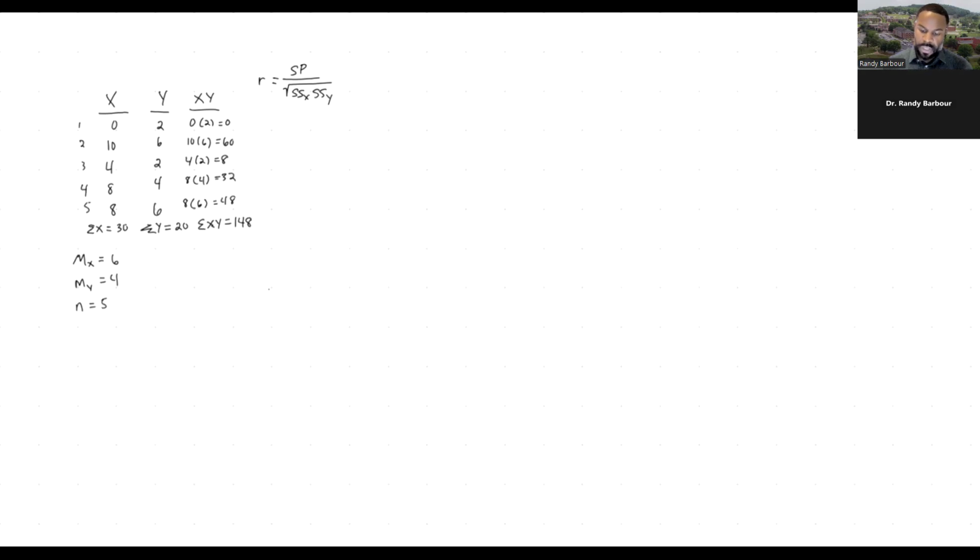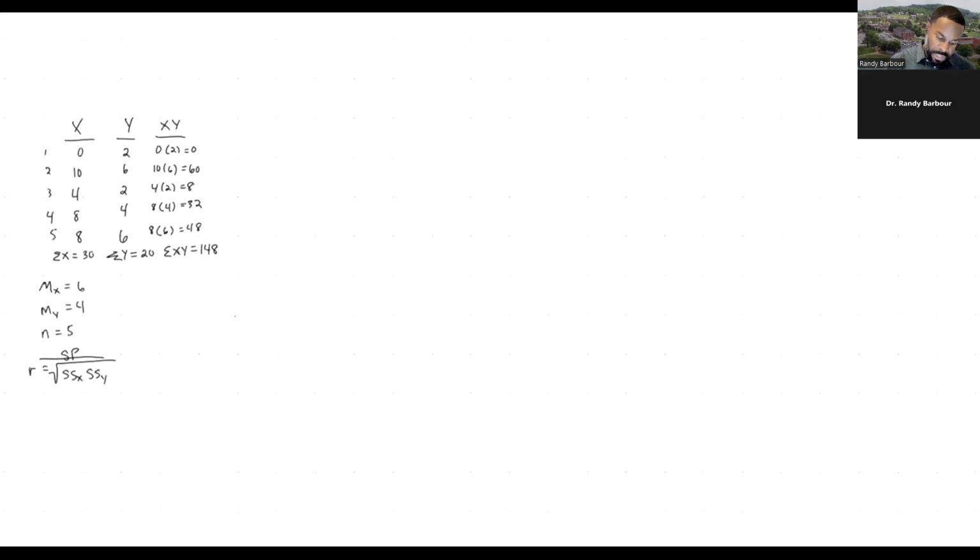Okay. So we know how to get my SP. One other thing I'm going to need to know how to compute is my deviation. We've got to get our deviation squared in order to calculate our sums of squares. I'm going to go ahead and delete this and move this down below so you can see it. R equals SP over the square root of SSX times SSY. That's there. Now let's go ahead and get our deviations.